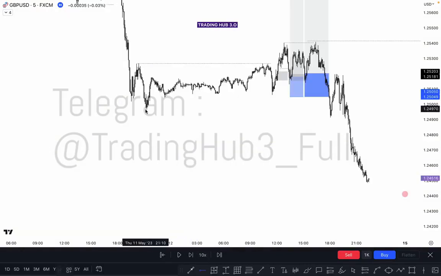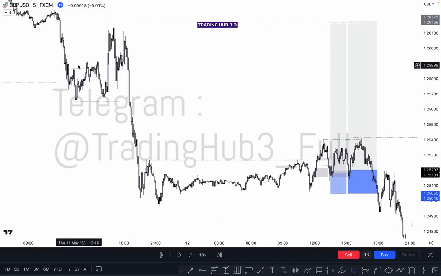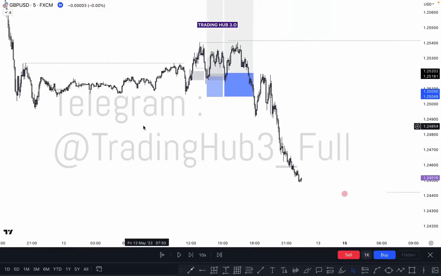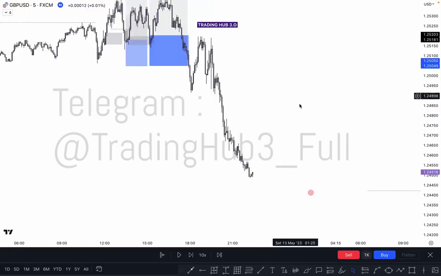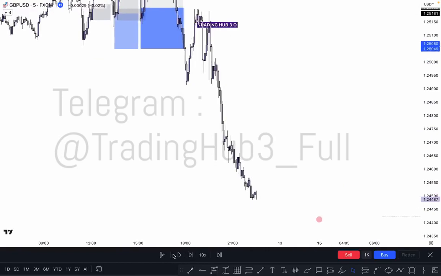This low is broken here, right, by this move. Okay, so the first pullback is broken, you don't need to buy here as we have done here, right? The first pullback is broken, you don't need to buy here like this. In the next pullback you can buy here. So let's see what happened next after this one, and then we can buy here.